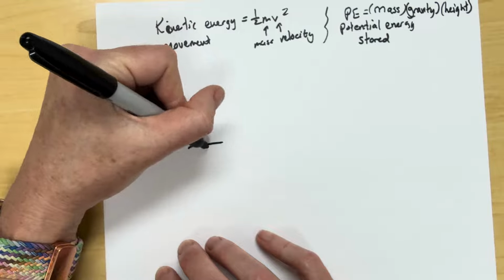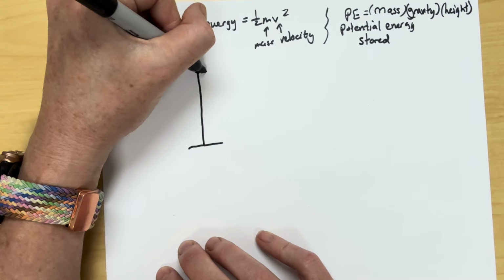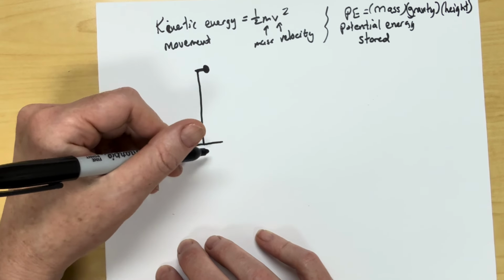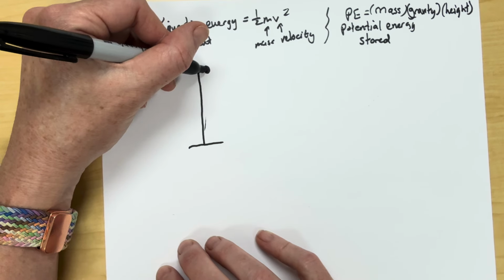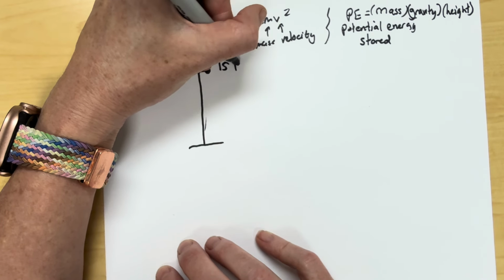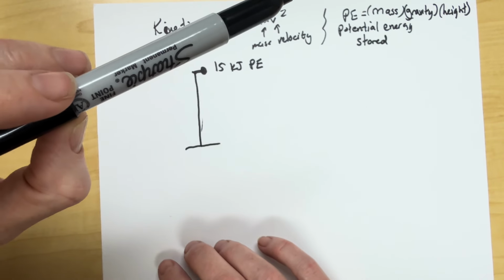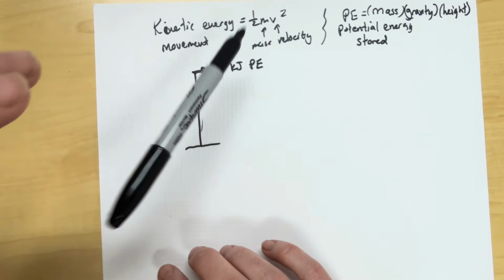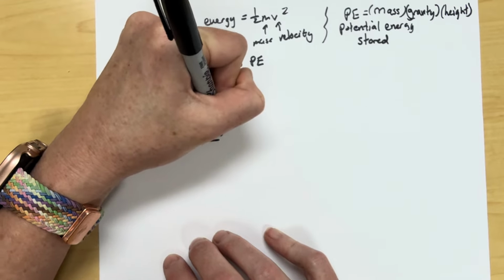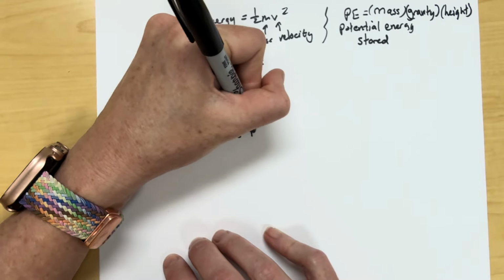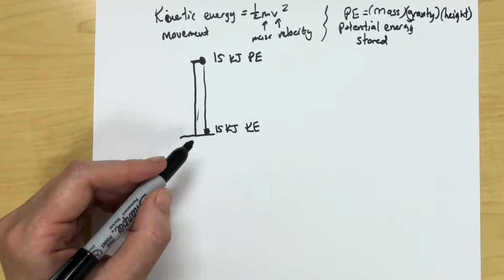If you have a pen or an object and you lift it up really high, let's say I'm holding that object here. If it took me 15 kilojoules of energy to get it up here, once it's up here, I have 15 kilojoules of potential energy. But once you let it go, it starts falling. And just before it hits the ground, it's got 15 kilojoules of kinetic energy. So up here it's potential, and just before it hits the ground is 15 kilojoules of kinetic.